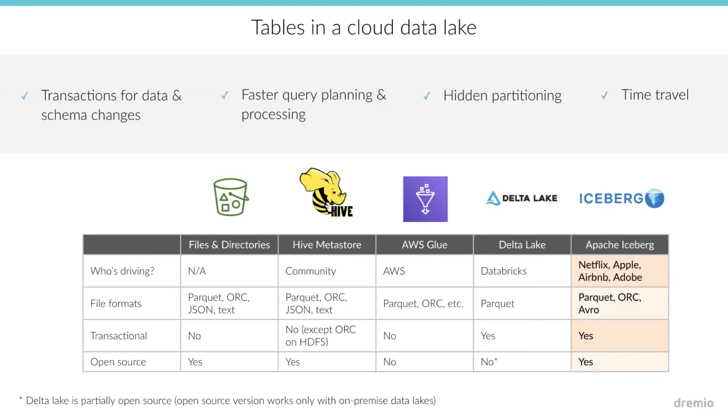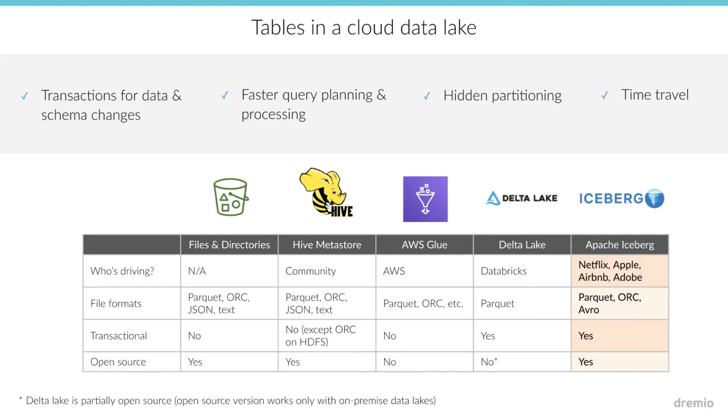Then we have Delta Lake with Databricks. Databricks, of course, is driving that. It's owned by them. It does support the Parquet file type, which is great, and it does support transactions. The one problem that you run into is that it's not truly open source, so it makes it very difficult for other vendors to go and build tools around Delta Lake and get performance around that as well.